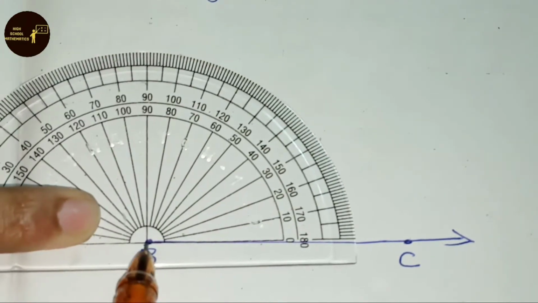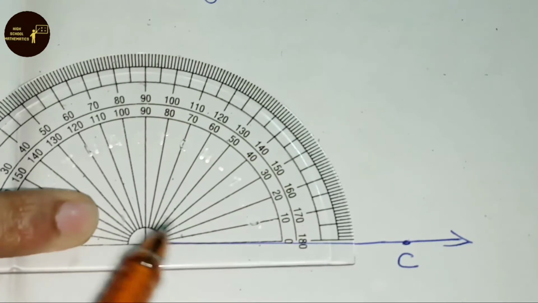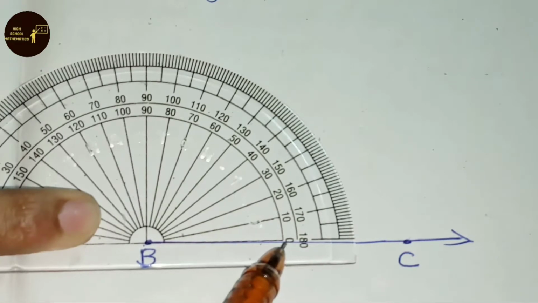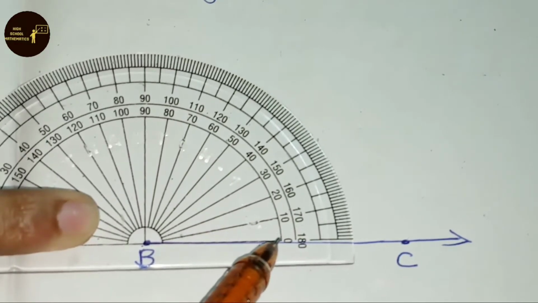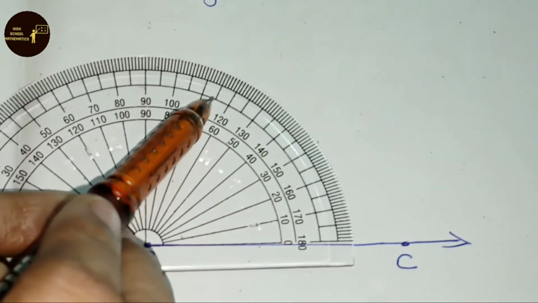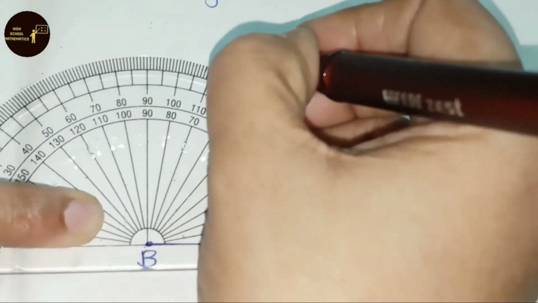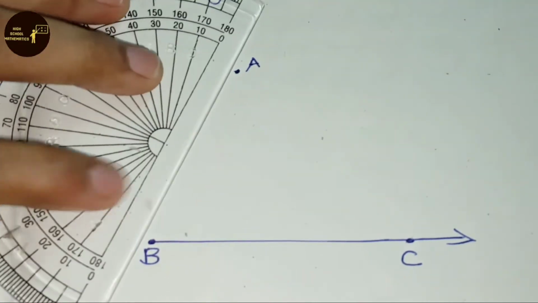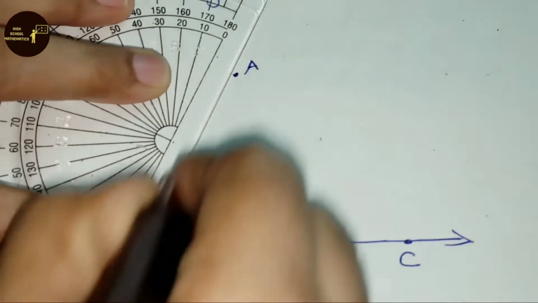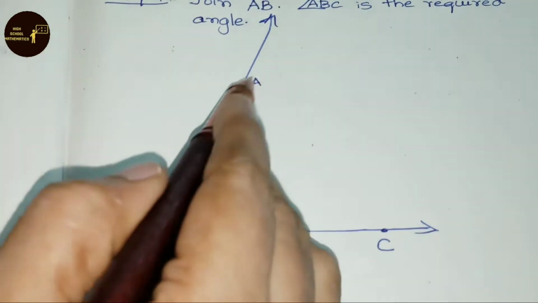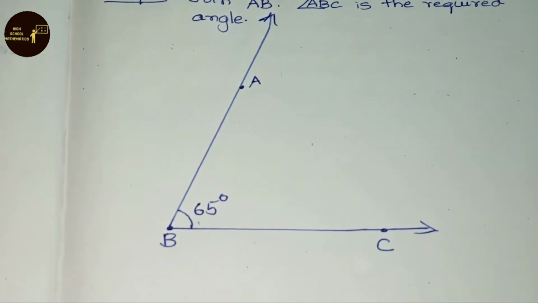We place the protractor at point B, which is on the left side. Now we have to take the scale on the right side, that is 0 scale. See here, 65 degrees means 60 after middle 5 points. So keep here point 65. So we marked a point A at 65. Now we shall join AB. Now angle ABC is the required angle.